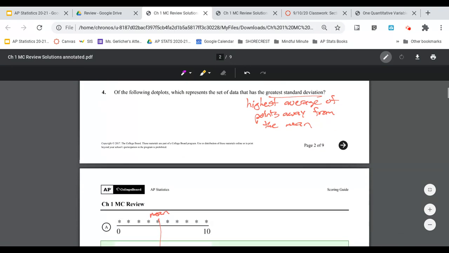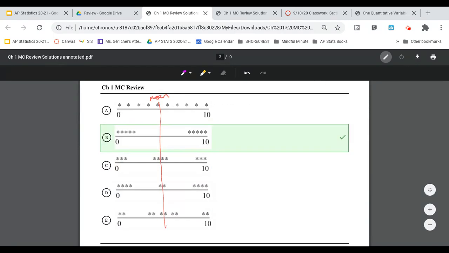For number 4, we wanted to know which one had the highest standard deviation. So think about that. What that means is the highest average of the points away from the center. We want points as far away from the center as possible to have the highest average. So on all of these, they have about the same mean there, right there in the center. And so B is your answer because all these points are as far as possible away from the center and therefore have a high deviation, a high difference if you were to subtract them. And when you average all those out, you get a higher average. So B would be the highest standard deviation.